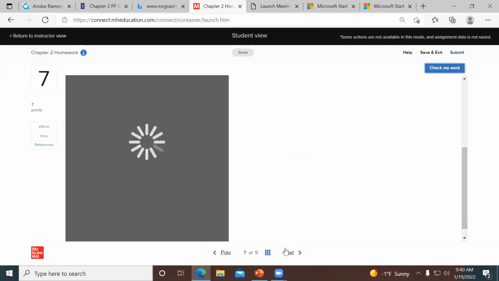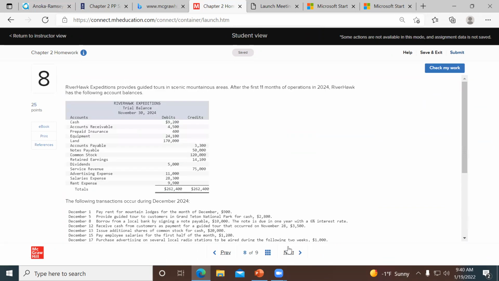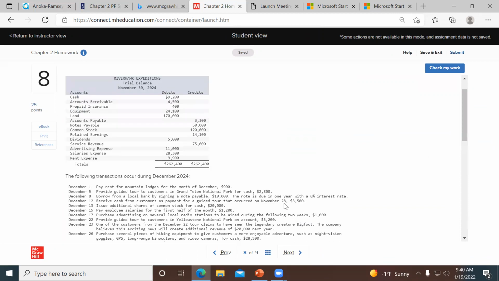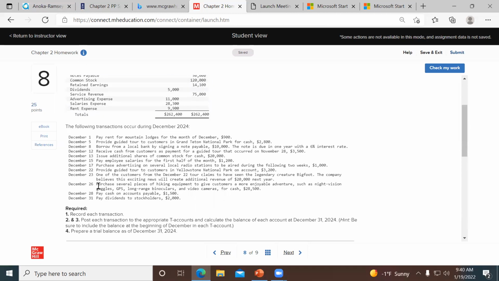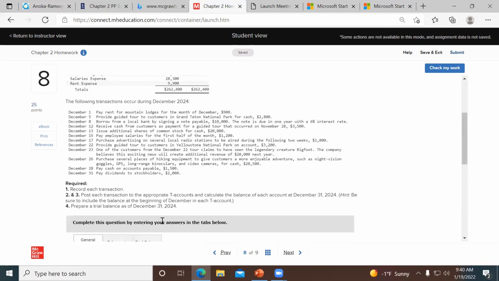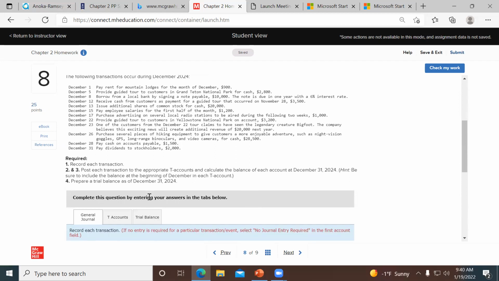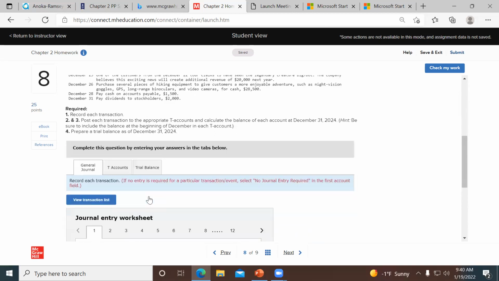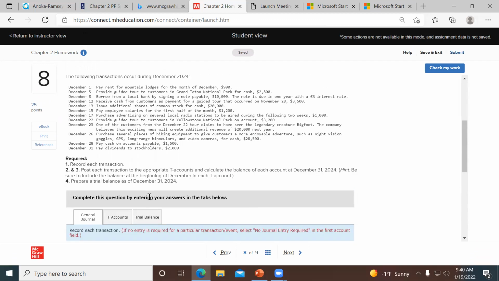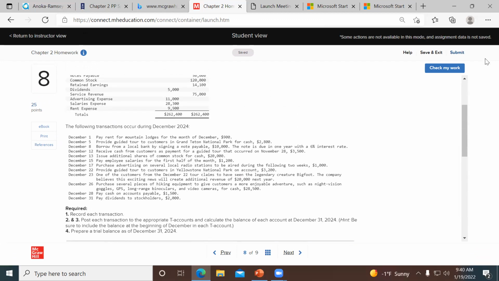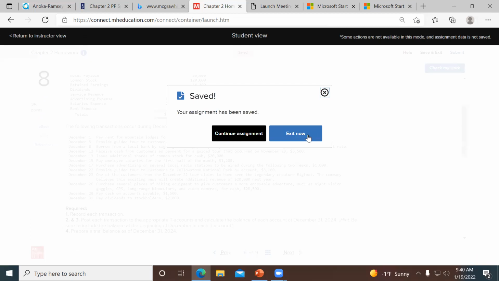Okay. Next, you've got a whole scenario where you've got a November 30th balance. You've got these transactions for December. You're supposed to record each of these transactions, and then you'll post them to the T accounts and prepare a trial balance. So what you'll want to do, I'm going to go ahead and give you the answer to these so you've got them.